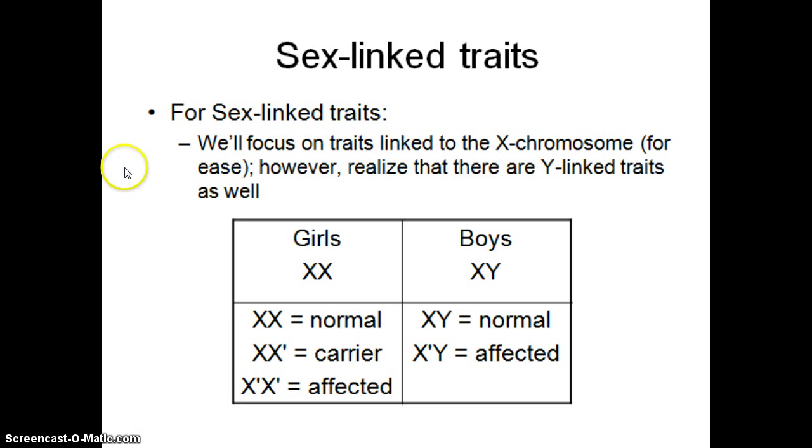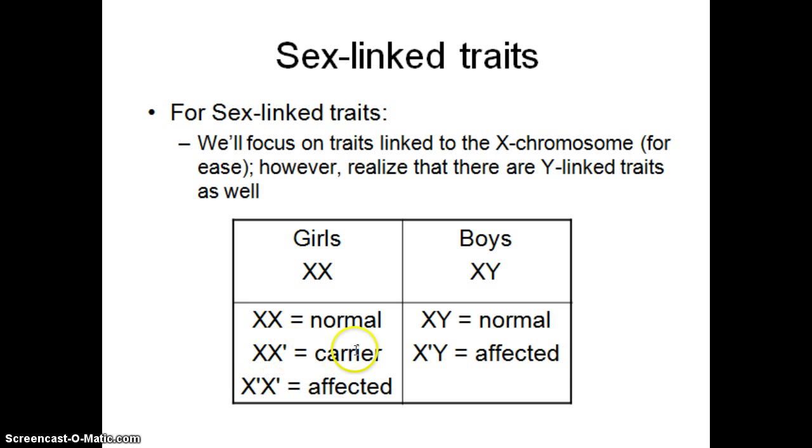So for sex-linked traits, for our class right now, we're just going to focus on the X chromosome. There are some Y-linked diseases and conditions and syndromes and whatnot, but we're going to focus in on the sex-linked ones that are on the X chromosome. So girls, we denote them genotypically with an X and an X, and boys we denote an X and a Y. And how we would write those if we were doing a Punnett square, if the girl is totally normal and does not have, say, color blindness, this is what her genotype would look like.